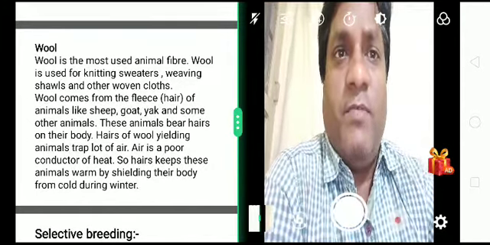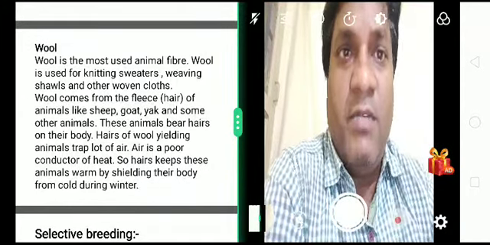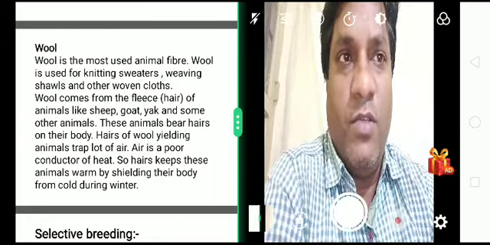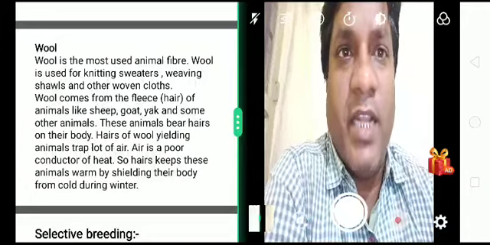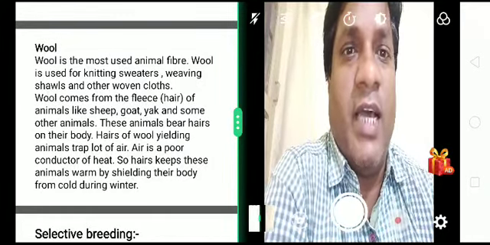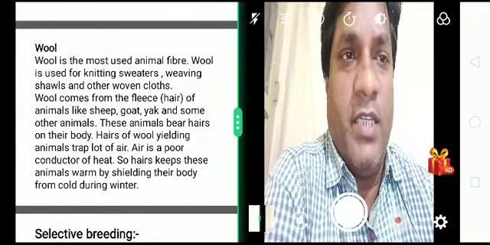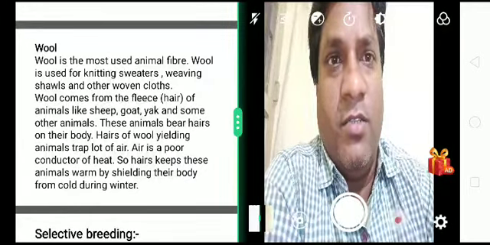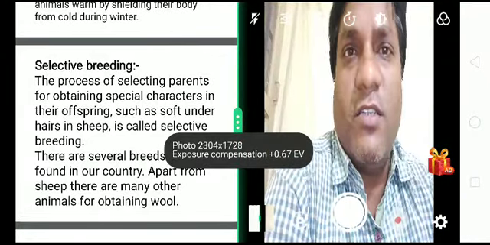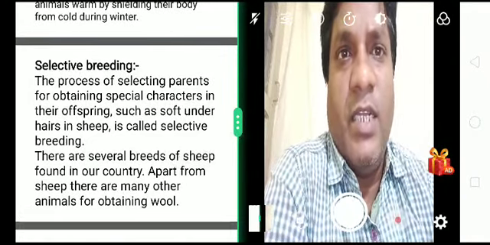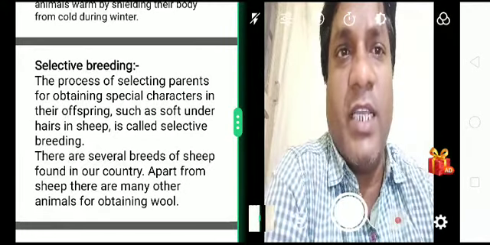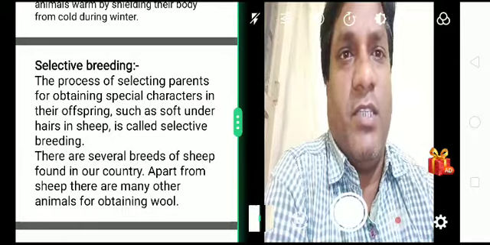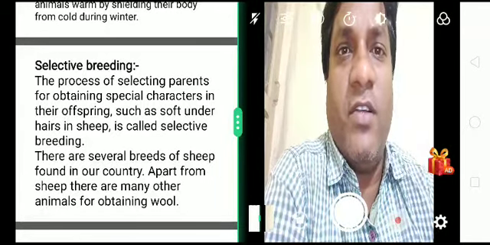Now, all types of animals do not yield very good varieties of wool. So, for obtaining good varieties of wool, particular varieties of animals are bred. Such type of breeding is called selective breeding. So, let us discuss this selective breeding. It is the process of selecting parents for obtaining special characters in their offsprings, such as soft underhairs in sheep.